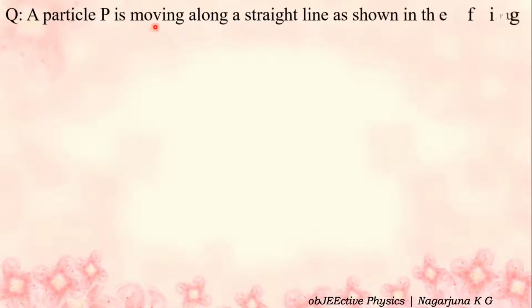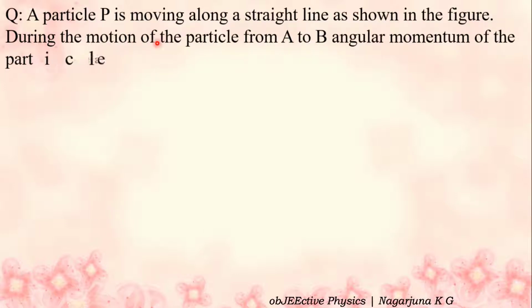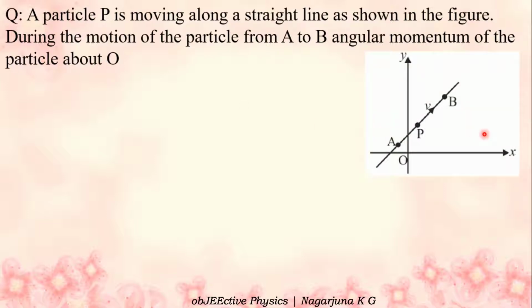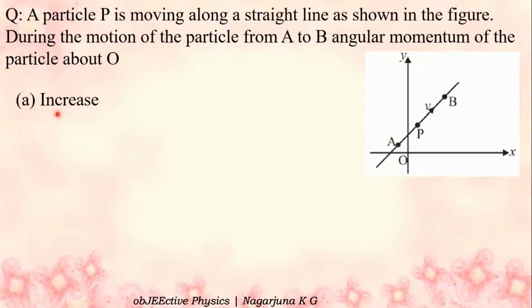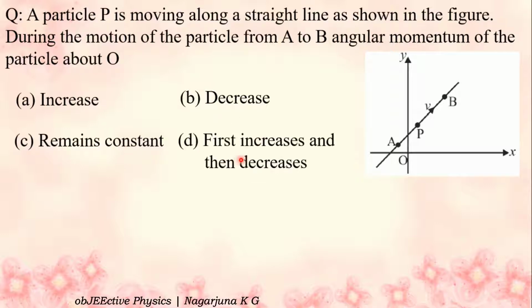Next question. A particle P is moving along a straight line as shown in the figure. During the motion of the particle from A to B, angular momentum of the particle about O. Observe the graph in the question. Options. First option, increase. Second option, decrease. Third option, remains constant. Fourth option, first increases and then decreases.